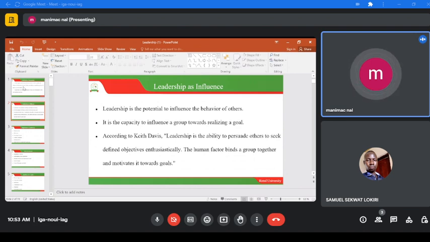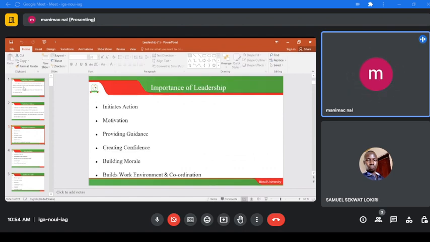Furthermore, leaders also have to influence, according to Keith. He says that leadership is the ability where one needs to persuade others to seek defined objectives enthusiastically, whereby we are also looking at the human factors that have to bind together and motivate its goals. Okay, so you need to persuade individuals such that they can define the objective of their organization, or even have their own objectives.